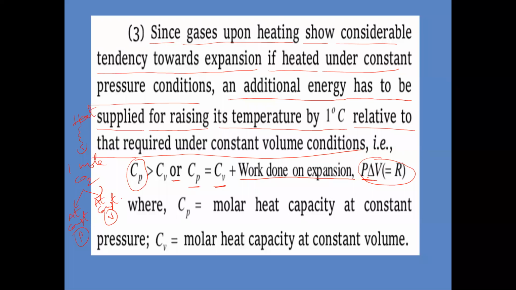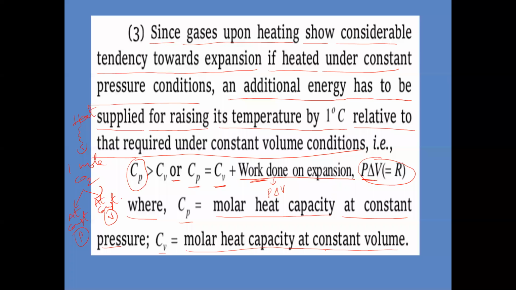The work done on expansion is P into delta V, the pressure into change in volume. Next, Cp is the molar heat capacity at constant pressure, and Cv, capital C with subscript V, is the molar heat capacity at constant volume.